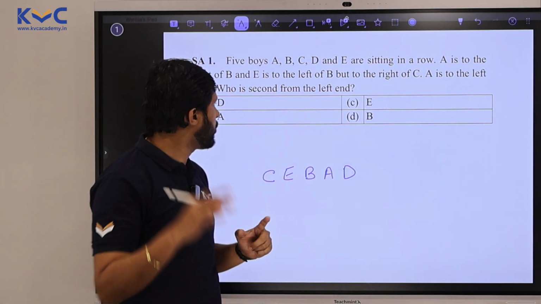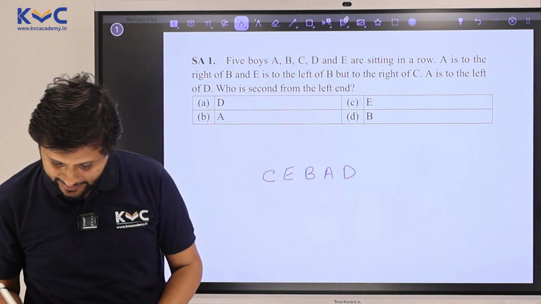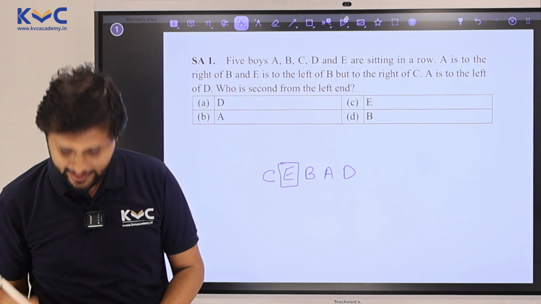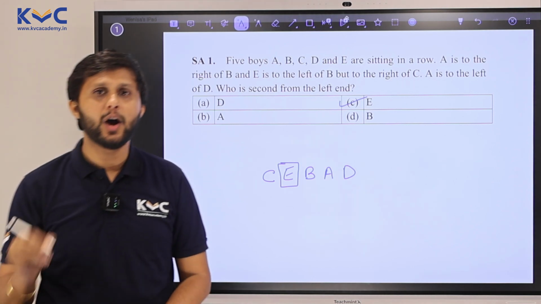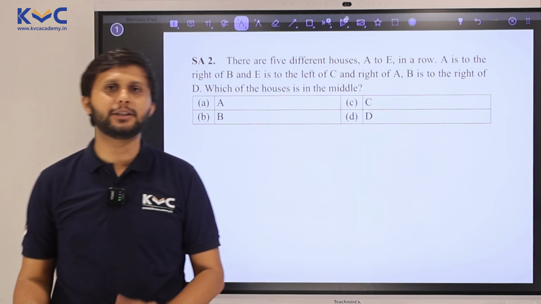And now the question is, who is second from the left end? Where is the left end? This is the left end, and my answer is E, option C. Perfect? With that, we'll move to the next question, question number 2.